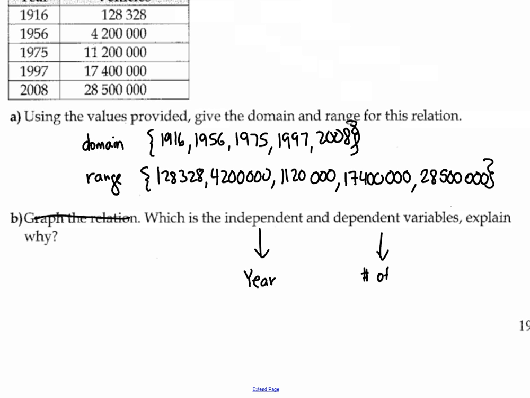Number of vehicles. Does it make sense that the number of vehicles depends on the year? Yeah, it doesn't make sense that the year would depend on the number of vehicles. The number of vehicles depends on the year that we're looking at. Okay, so that's why number of vehicles is our dependent variable.